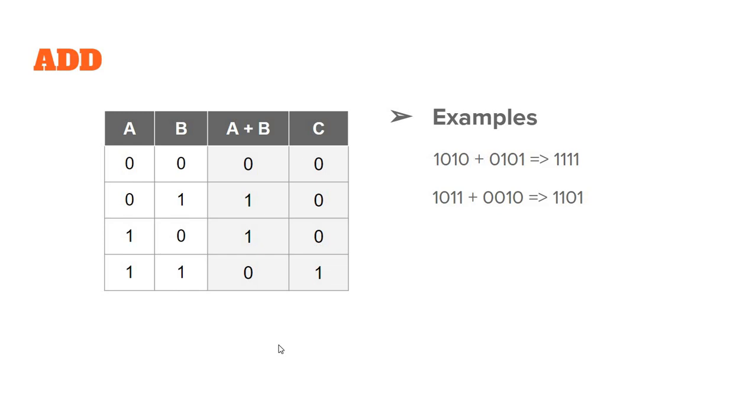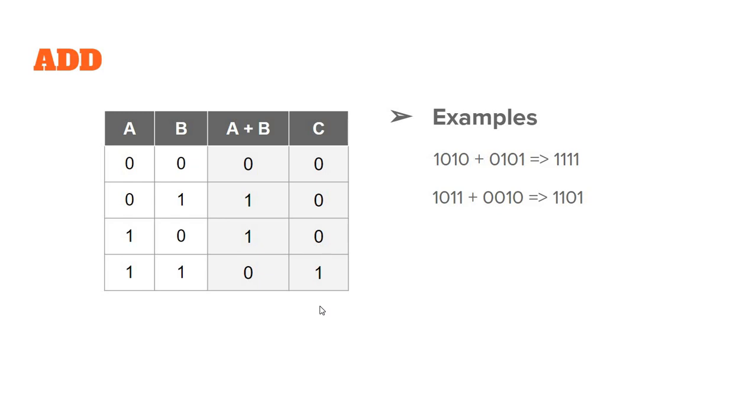So in binary it's pretty much the same. We have again the two values, the addition result and a possible carry. So 0 plus 0 is 0, 0 plus 1 is 1, 1 plus 0 is 1. In all three cases, the carry is 0. But 1 plus 1 is 0, because we don't have the digit 2 in binary. However, in this case, we have a carry which is set to 1.